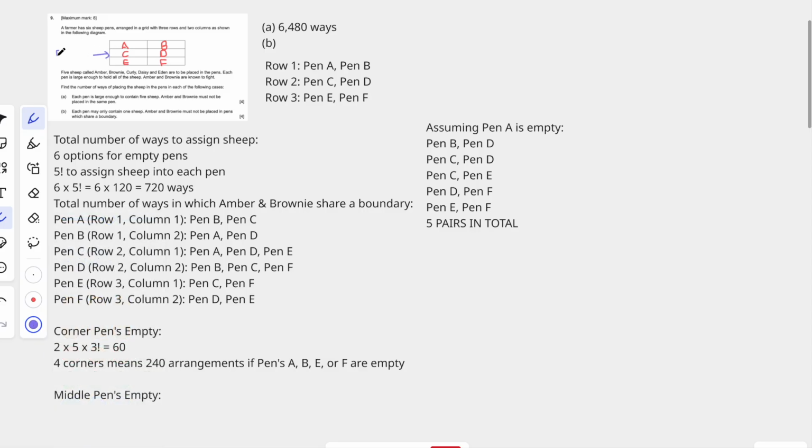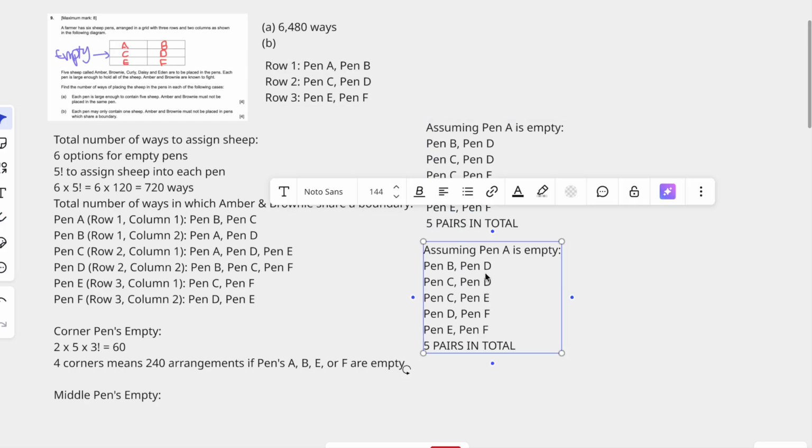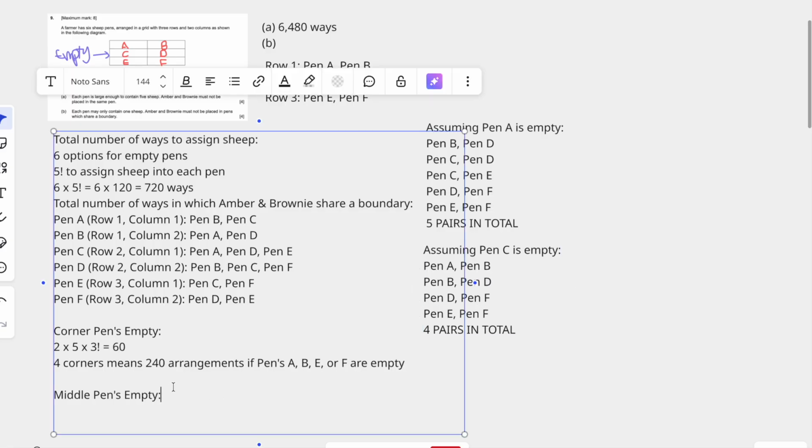Let's take pen C as the empty pen now and repeat the process. From the original list of adjacent pens, we have pens A and B, pens B and D, pens D and F, and pens E and F, meaning a total of 4 adjacent pairs. Each pair will have 2 ways to assign Amber and Brownie, and 3 factorial ways to assign the remaining sheep. So, the total number of ways to assign the sheep, given Amber and Brownie share a boundary if we assume pen C is the empty pen, is 2 times 4 times 3 factorial, which is 48.